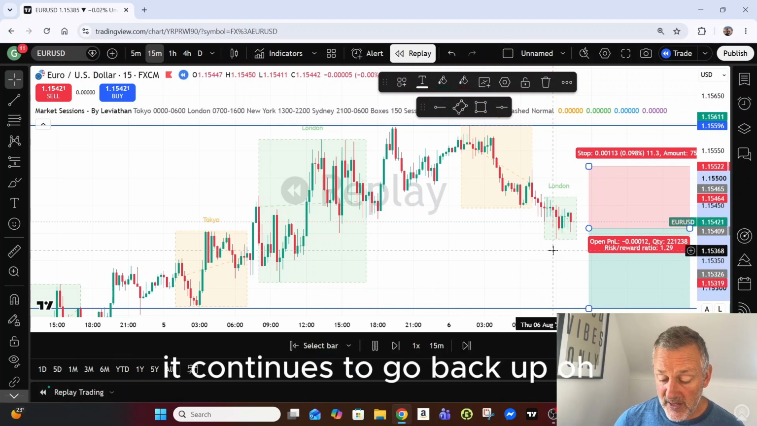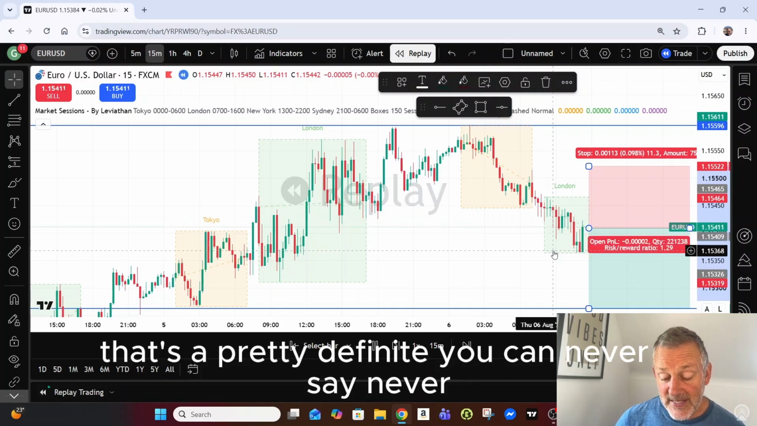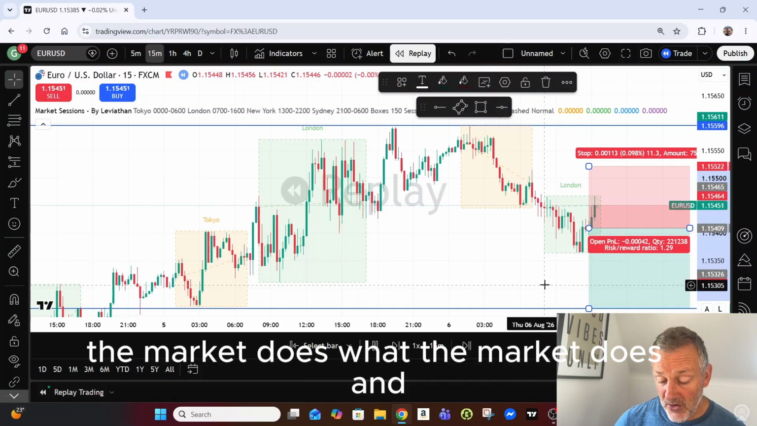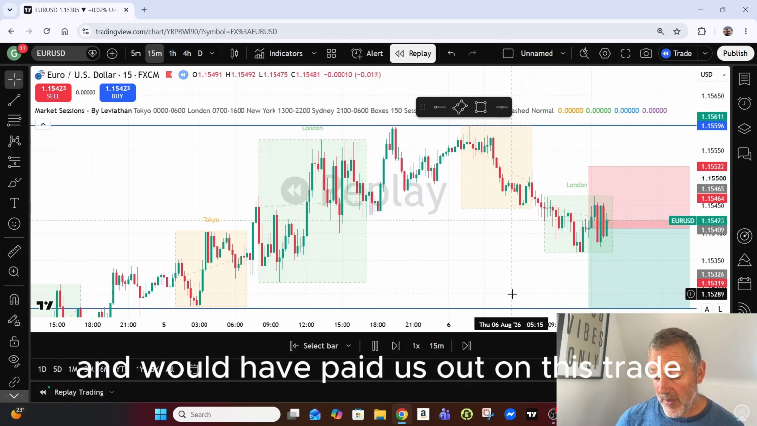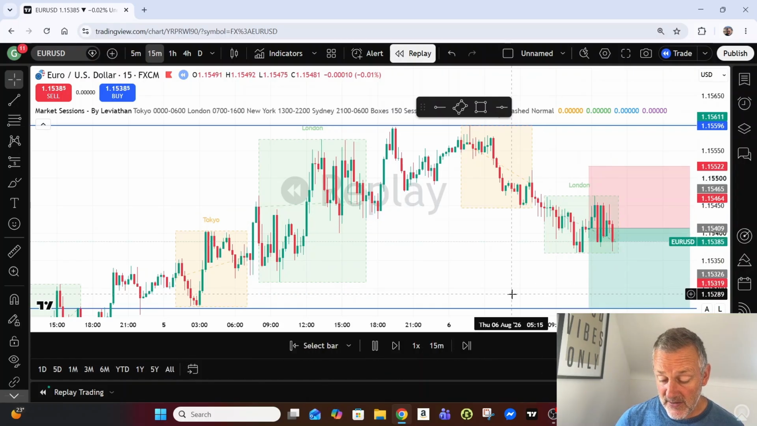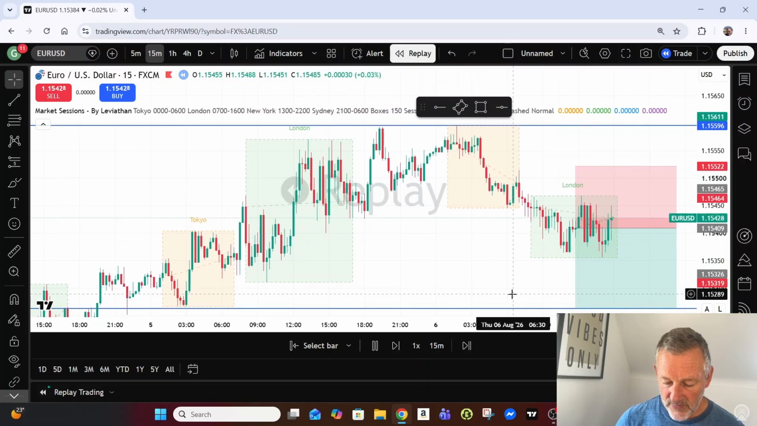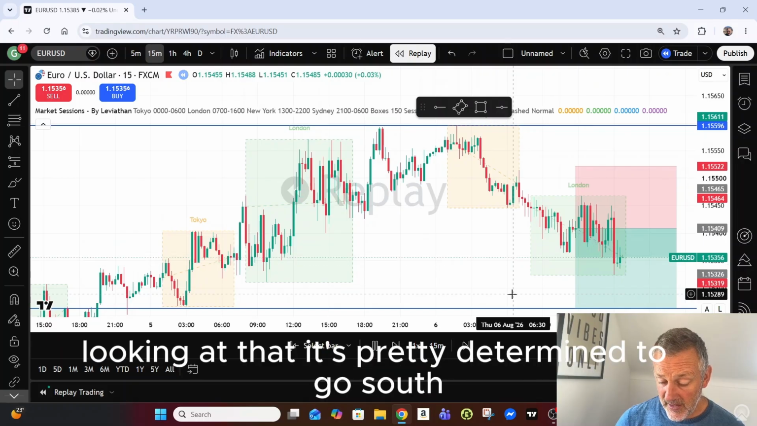It's gone back up. It continues to go back up. Oh, but there we go. It's gone back down. That's pretty definite. You can never say never. The market does what the market does. But let's see if it does come down and would have paid us out on this trade. And I think it's probably going to, looking at that. It's pretty determined to go south, and there we have it.